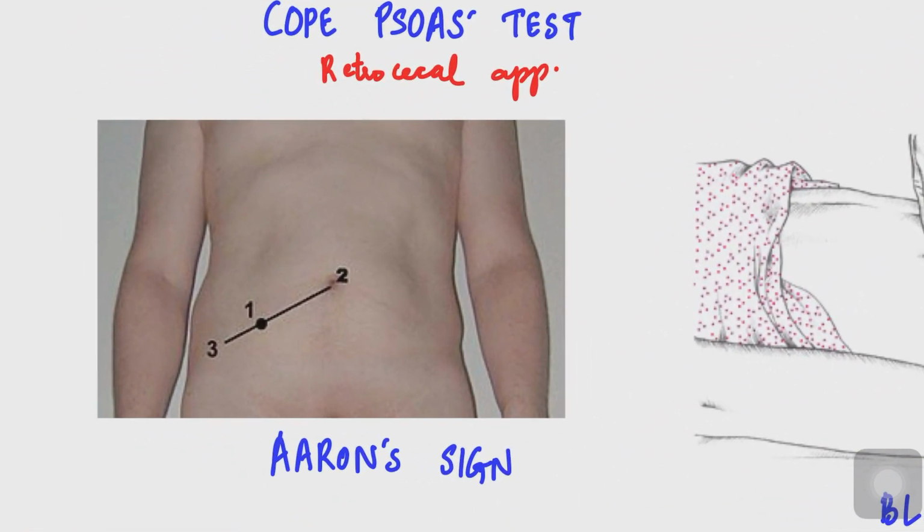Next clinical sign is Aaron's sign. As you can see, point 1 is your McBurney's point. Palpation or giving pressure on McBurney's point gives an epigastric pain. So this is your Aaron's sign.